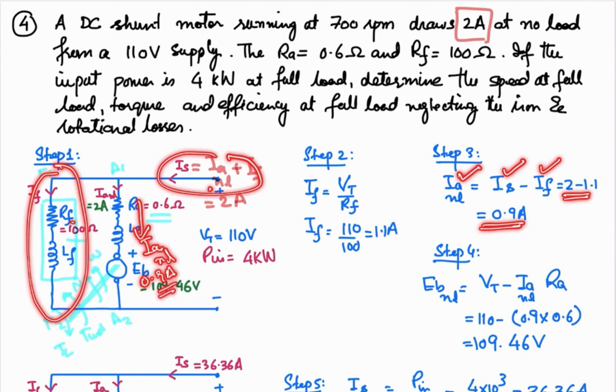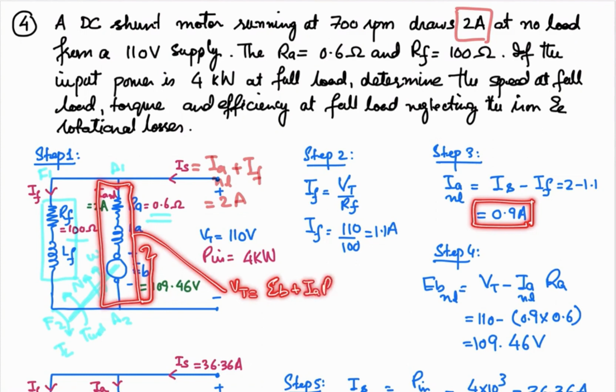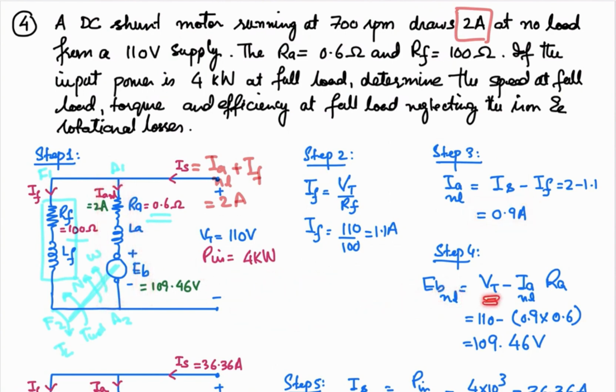state, right? And the next step is to determine this back EMF at the no load. No load armature current is 0.9 ampere. So writing down the equation for this branch, Vt is equal to back EMF plus Ia Ra. So if you rearrange it for the back EMF, that will be equal to Vt minus Ia Ra. As you are looking for the no load state, we are going to add a subscript no load. So that will be equal to Vt minus Ia no load into Ra. So 110 volt is the applied voltage, no load armature current, armature resistance. So 109.46 volt is the back EMF at the no load.